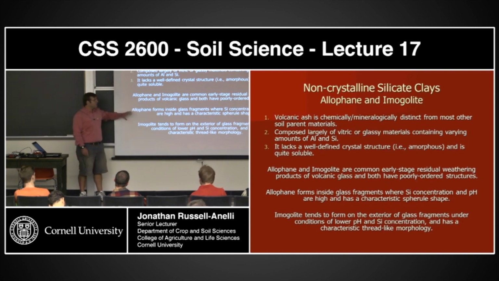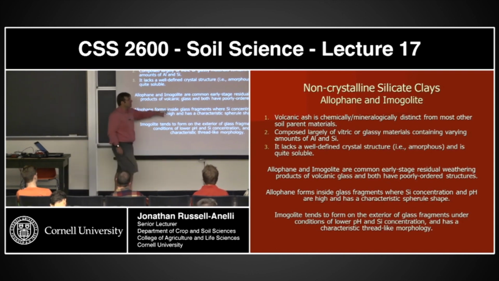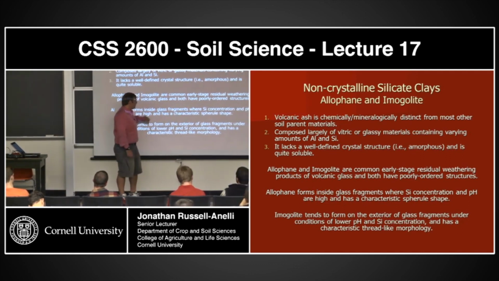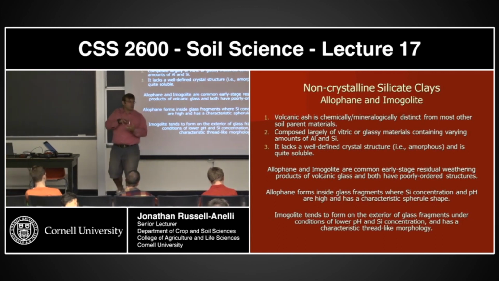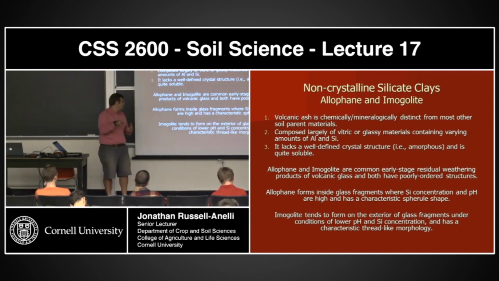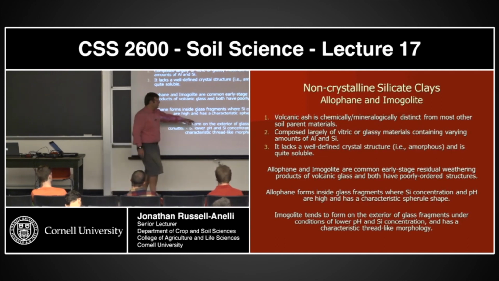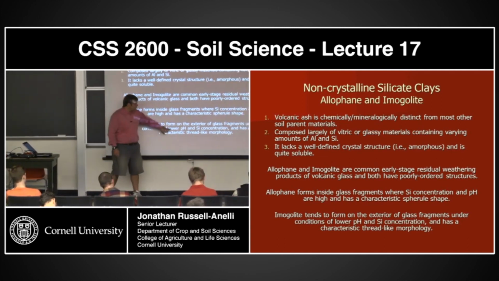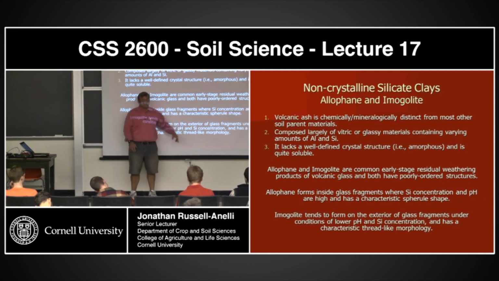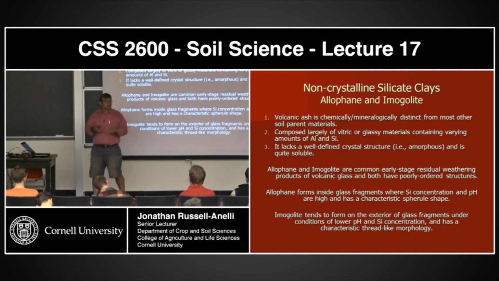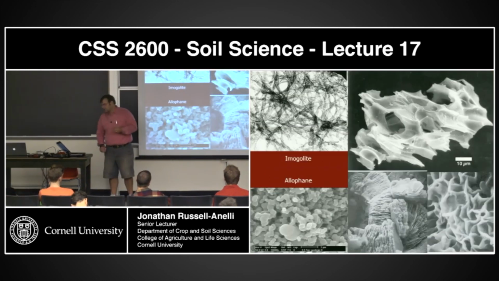The allophanes form inside the glass fragments, okay, where the silicon concentrations and the pH are fairly high, and they have a characteristically spheroidal shape. And I'll show you some pictures of these in a moment. The imogolite tends to form on the exterior, okay, of these fragments, and they're in an environment where there's lower pHs and lower concentrations of silicate, and they tend to have a thread-like shape. Here's some pictures of it.